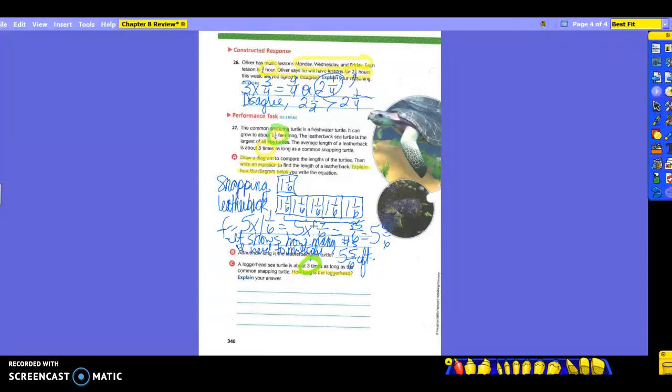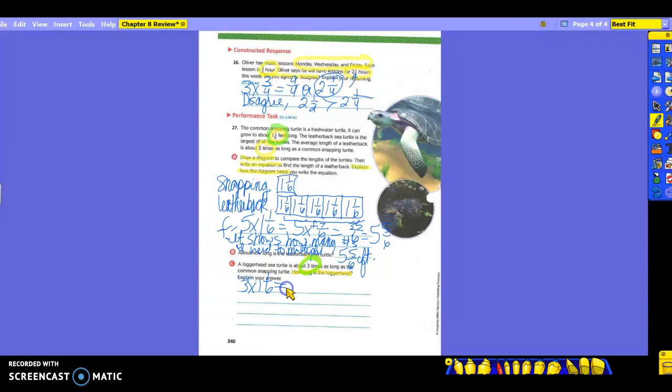Do I have to draw a diagram this time? Does it tell me I need to? Okay, so I don't have to. Can I do it without the diagram? All right, so who can tell me my equation then? Morgan, what's my equation this time? 3 times 1 and 1/6. Okay, so 3 times 1 and 1/6.